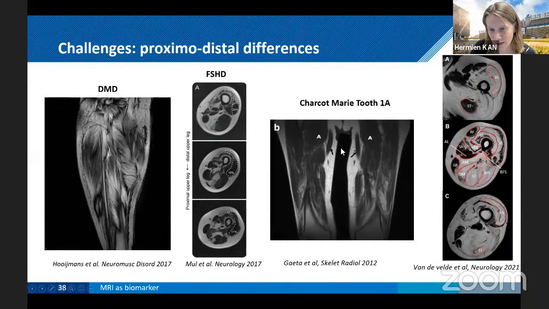So please do not look at the arrows because they wanted to point out something else. But you can see here that the fat fraction at the distal end is much higher compared to the proximal end. In Becker muscular dystrophy, if we look at the semitendinosus muscle, it's really quite extreme. While here at the proximal end, the semitendinosus muscle is almost completely normal. But at the more distal ends, it's almost completely replaced by fat, right? It's very hard to delineate the semitendinosus at that part.